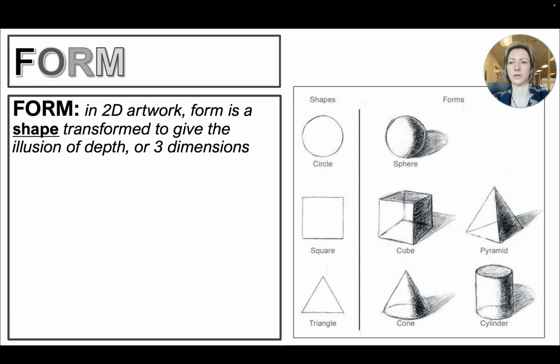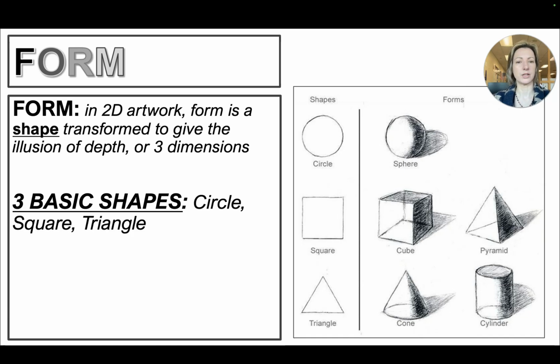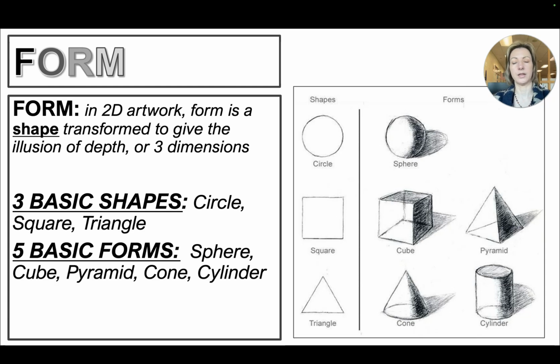So form. Remember, form is a shape transformed to give the illusion of depth, and it's shaped by value. Our 3 basic shapes are a circle, a square, and a triangle. And then our 5 basic forms are the sphere, the cube, the pyramid, the cone, and the cylinder. And these things make up everything. So if you can recognize and shade these things correctly, you're going to have a really easy time creating believable form in your 2D drawings.